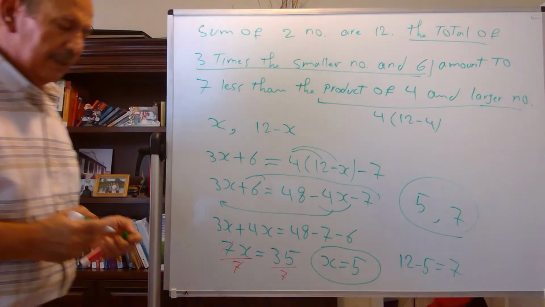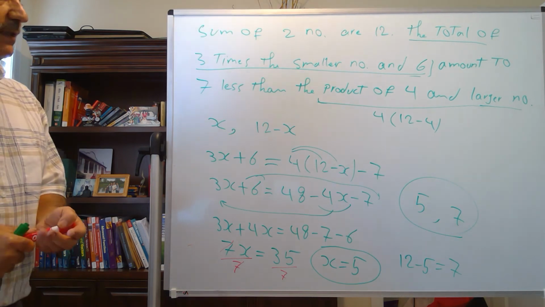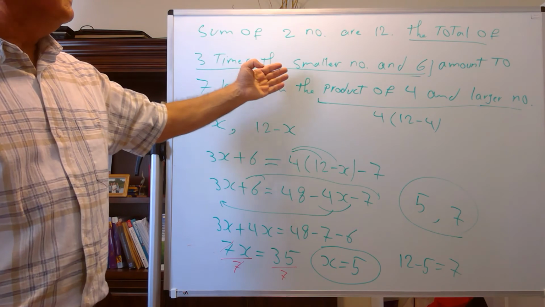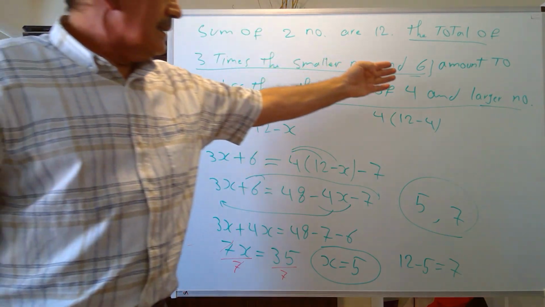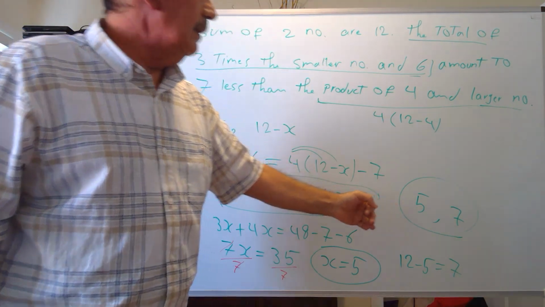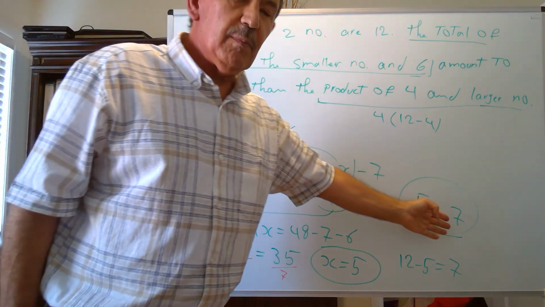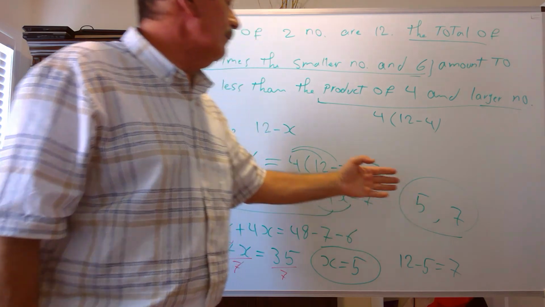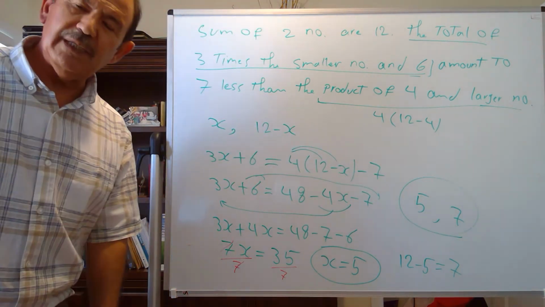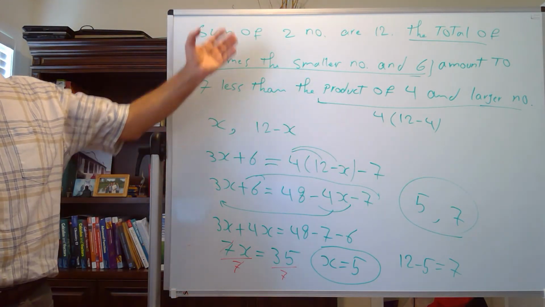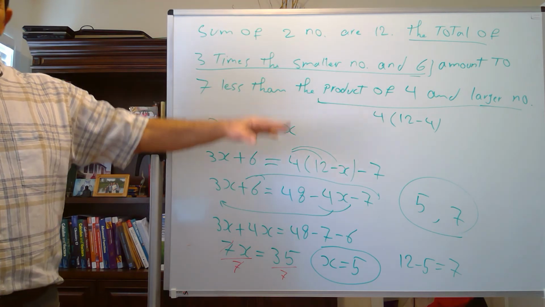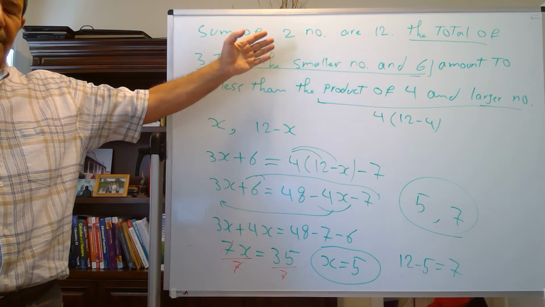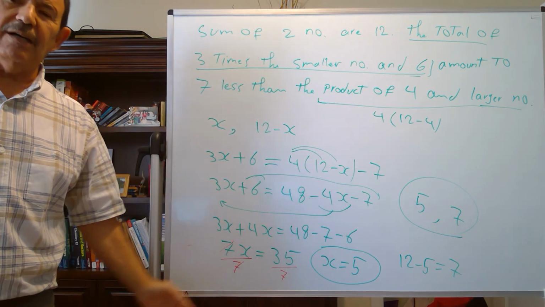The total of them is 12. 3 times the smaller number, 3 times 5 is 15, and 6 makes 21. 4 times the larger number is 28. 7 less is 21. The left side and right side are equal. Okay, so this is how we can translate a verbal sentence to an equation and solve it.